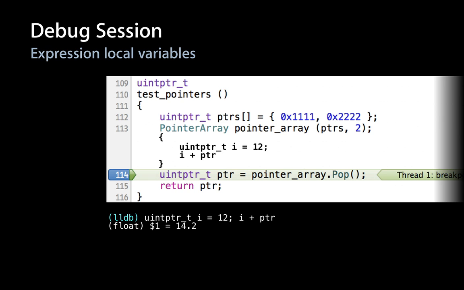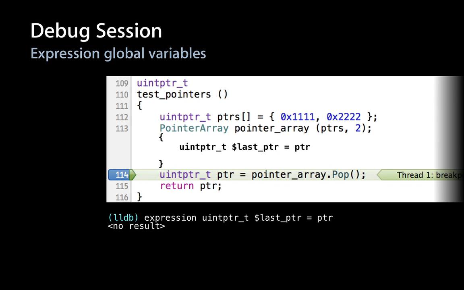We made uint pointer ti equals 12, and then we used that variable and added it to something that was actually in our program. We can actually create expression global variables that are typed. Here we declare a variable, and if you put a $ sign at the beginning of the variable name, it will persist for longer than just the current expression. And it's something that you've got to type yourself. It's not the result of an expression that you had to cast. You get to explicitly tell us what type it is.